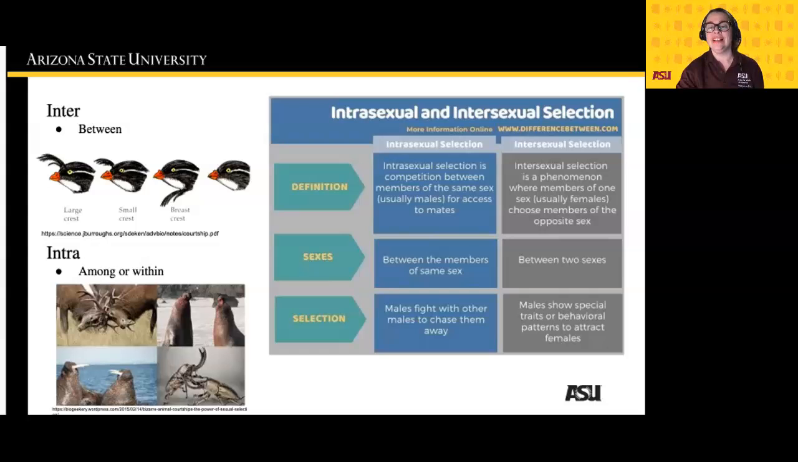Intrasexual selection leads to competition between males. They fight over territory to have more access to females. They fight over females to eliminate competition. In lions, there is one male in a pride of female lionesses and cubs.